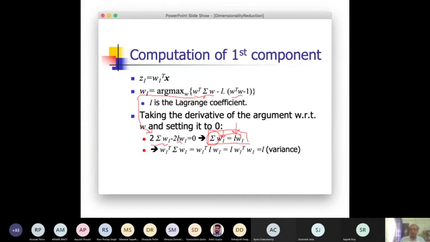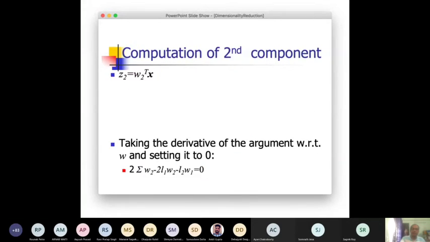It should be maximum, right? It is the maximum eigenvalue that you should consider, and that would give you the direction of the first principal component. So W1 is the eigenvector of sigma corresponding to the maximum eigenvalue. So that is the computation of the first component.